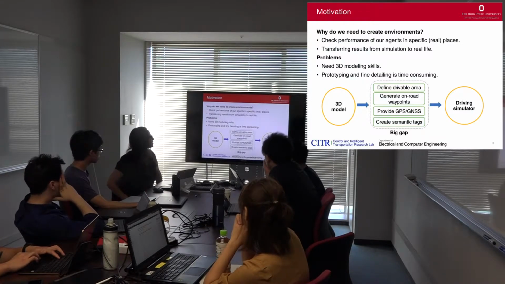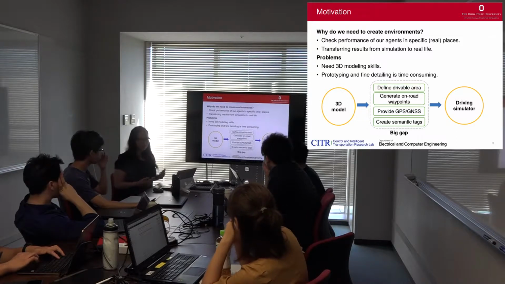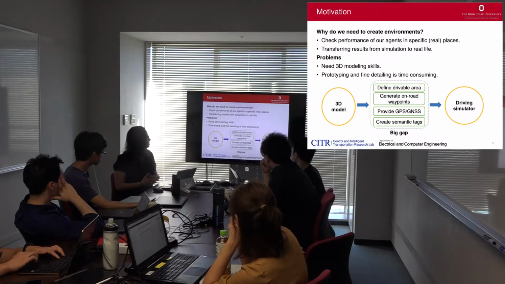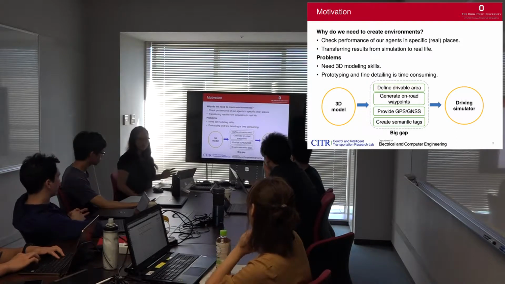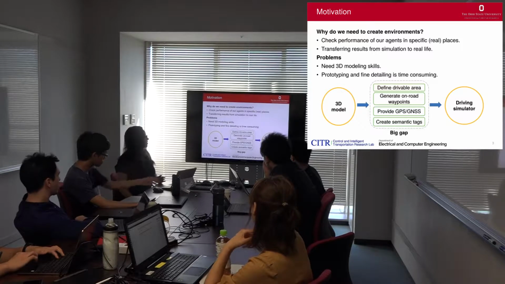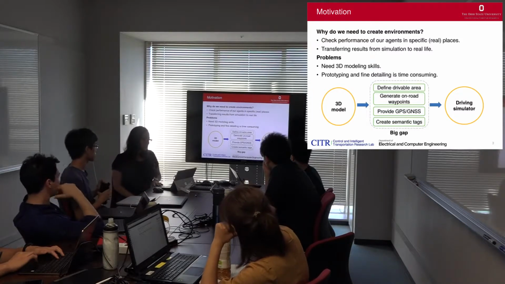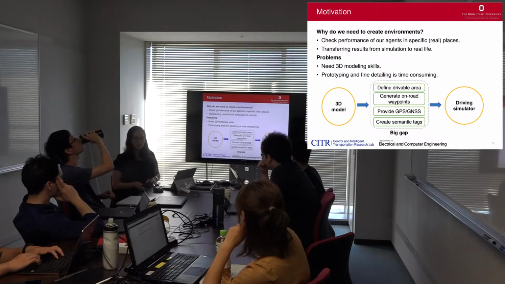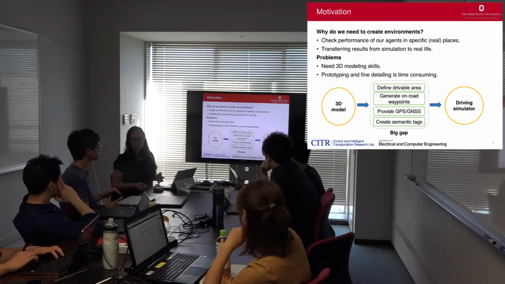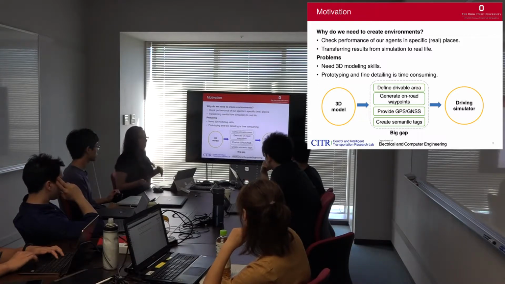So first, why do we need to create different environments in simulation? We really need to check the performance of our agents in specific real places, or in specific places that have the complexity of real world resembling layouts or scenarios. And also something important is to be able to transfer the results that we have in simulation into real life. So that's the ideal situation: you test in a simulation environment that really resembles exactly how the real life situation would be.